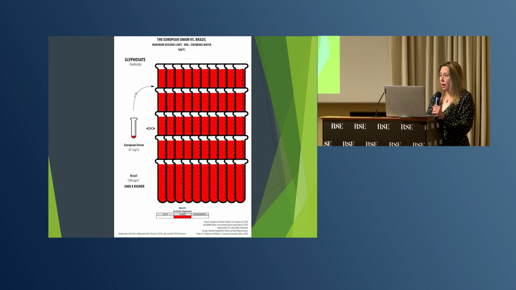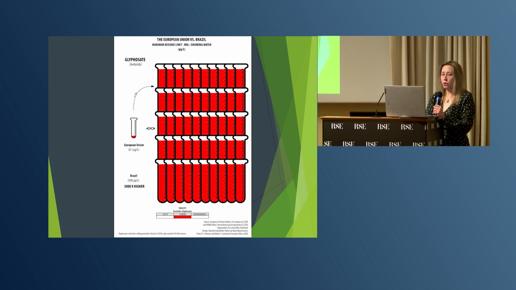And here maybe is the most emblematic example of this asymmetry. We allow in our drinking water 5,000 times higher residue of glyphosate than the European Union allows. So this is a colonial practice where people from the global south are worth less than the global north. Otherwise, we would already have the same framework for the whole world.